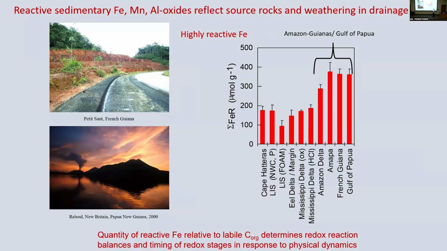And then in the case of Papua New Guinea, there's a lot of volcaniclastic material that's also introduced. So you get this funny mix of very immature basaltic material along with heavily weathered material from the drainage basin.